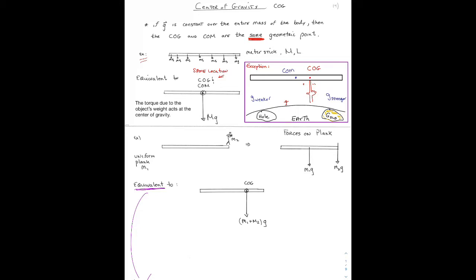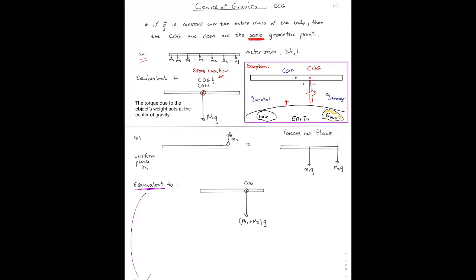So for a meter stick, instead of drawing all those little mg's due to each little atom or particle making up the stick, this meter stick is equivalent to one mass right there at that geometric point. That geometric point is called the center of mass, and this stick acts as if the net external force, which is the weight, acted at that point, and that point was called the center of gravity.